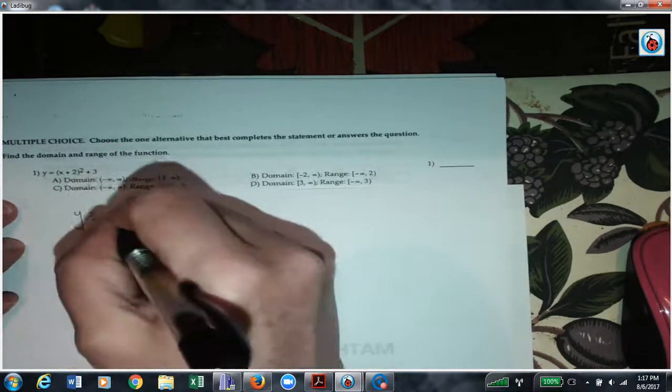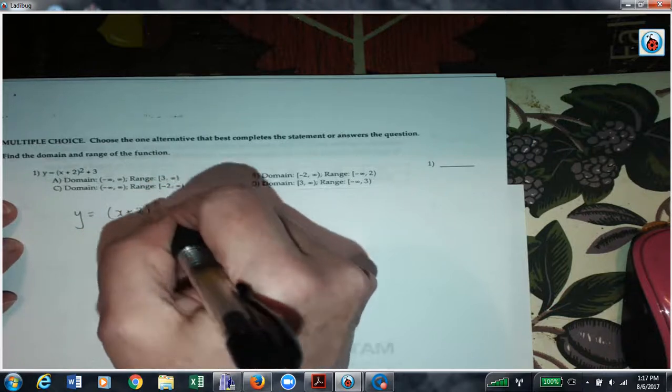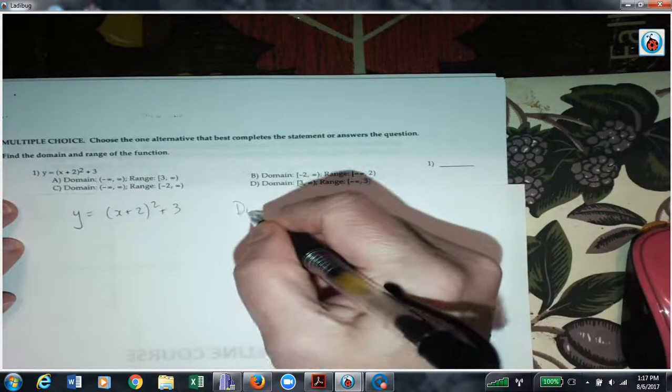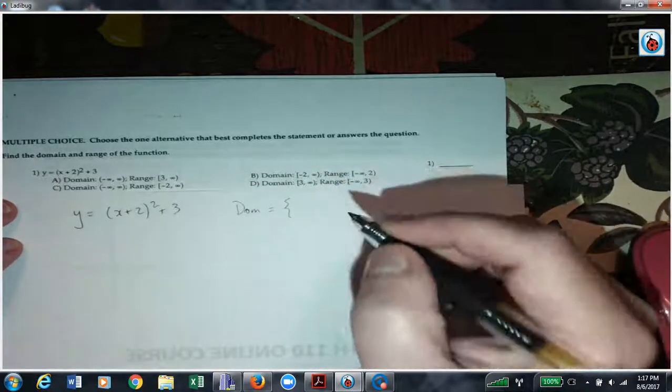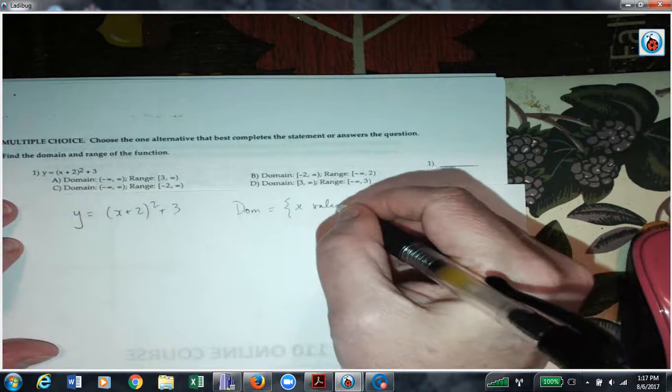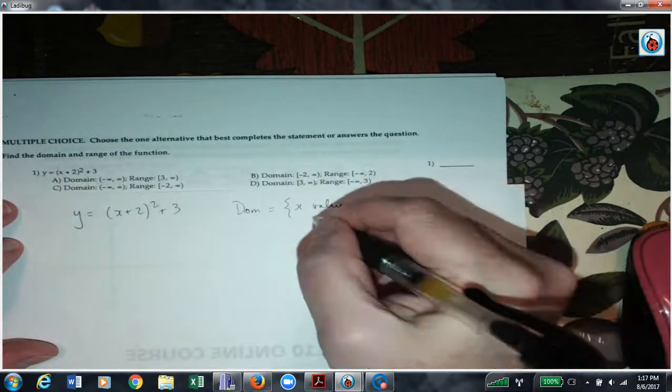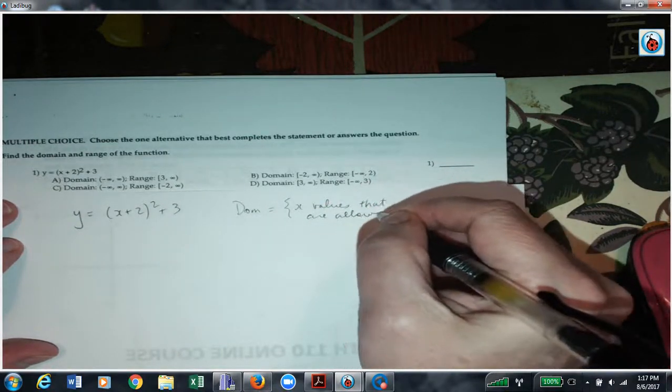Question 1 really is a question that we first ran across in Math 100. Find the domain and range of this function. We have a function, they just give us a formula. So the domain, if we remember from Math 100, is the set of allowable x values. So x values that are allowed. And of course, we're just looking at the set of real numbers.